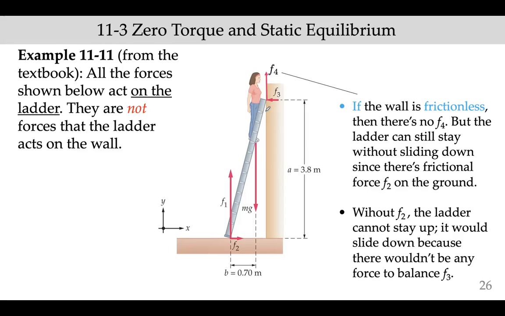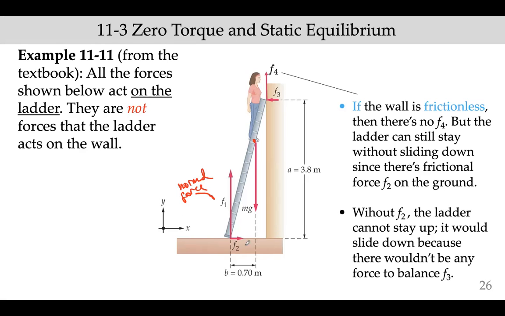So now, what are those forces? First of all, there is a force on the ladder because of this woman. She has some weight, and that weight is pushing the ladder down. So there's a downward direction here. Because this end of the ladder is on the ground, there's a normal force from the ground. We can show it by N or F1, doesn't matter.